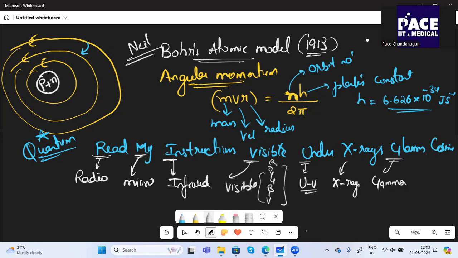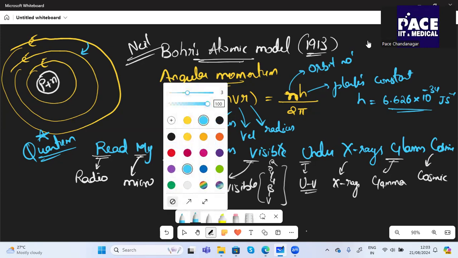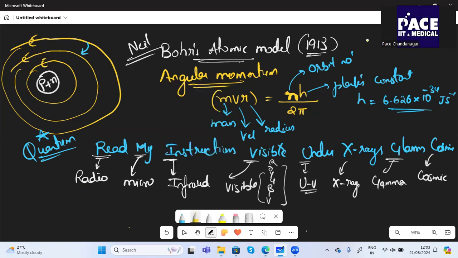C stands for cosmic rays. These are the waves of the electromagnetic spectrum, to be remembered definitely in this order only. Please do not change the order. For this order to be remembered, we go: Read my instructions, visible under X-ray glasses cosmically. That is radio waves, microwaves, infrared, visible, UV rays, X-rays, gamma rays, and cosmic rays.